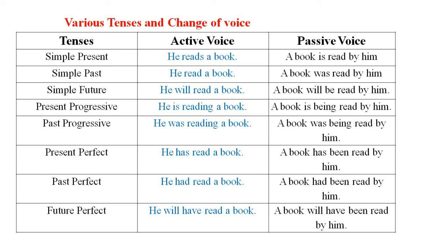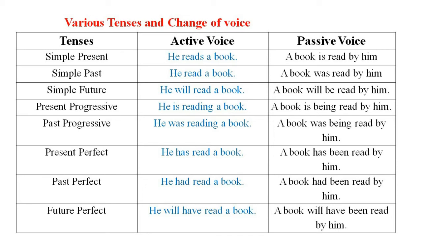First of all, simple present tense. If the active voice sentence is "He reads a book," the passive of the sentence will be "The book is read by him." Simple past: "He read a book," passive will be "A book was read by him." Simple future: "He will read a book," passive will be "A book will be read by him."